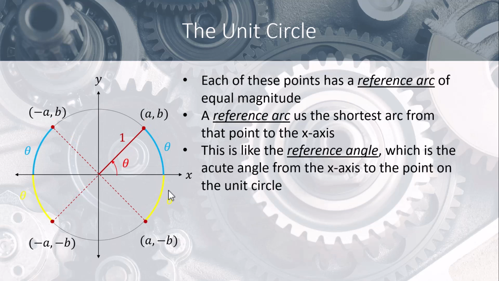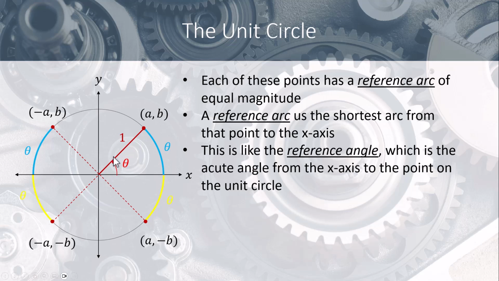We also have what we call reference angles, and each of these points has the exact same reference angle. Remember, the reference angle is essentially the angle from the x-axis to the terminal side of that particular angle. So this is theta, this is theta, this is theta, and this is theta. As a consequence, they also have the exact same reference arc.